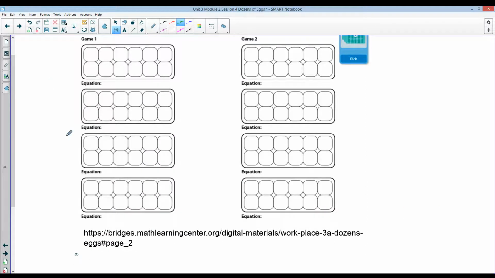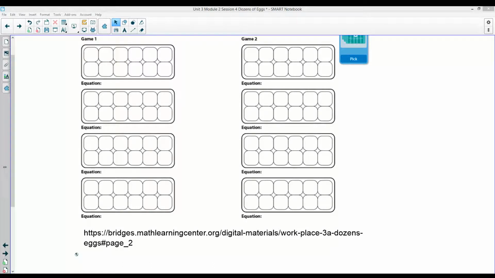Okay, so let's try doing this one online, and we'll show you what it looks like. Digital dozen eggs. Okay, so on this one, we'll tell you the directions again. You can read it right off here, and again, more directions.